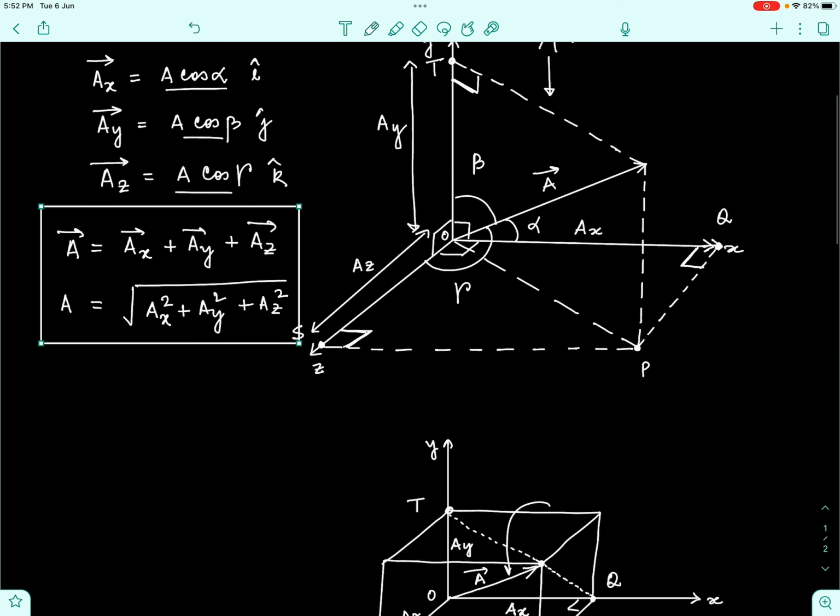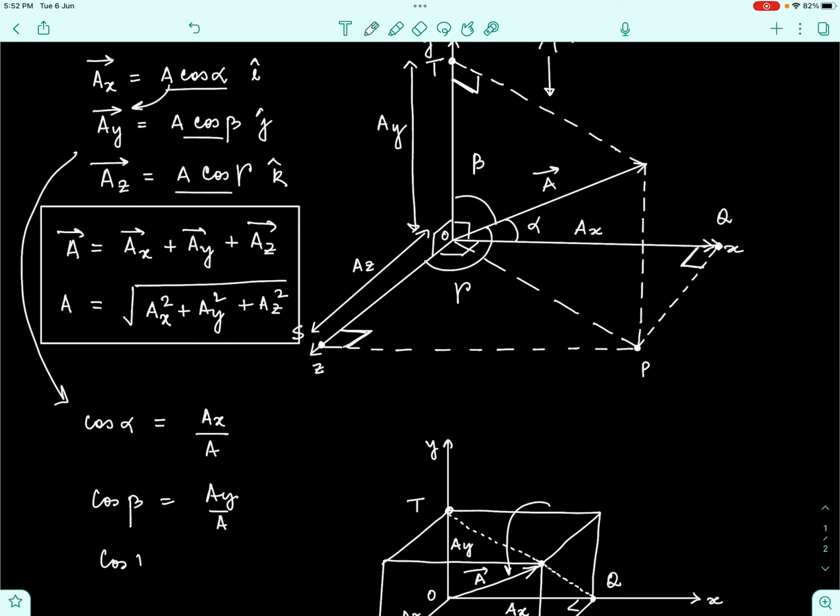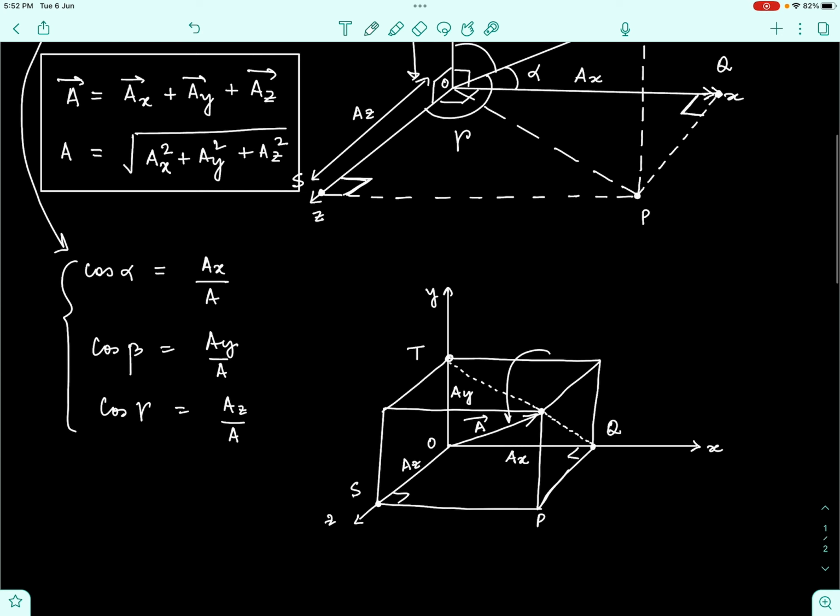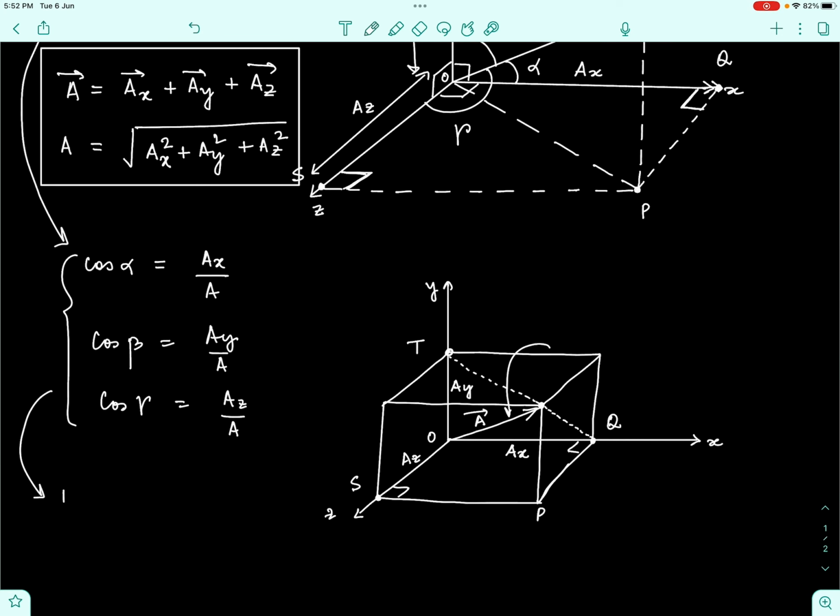One more thing, from the above expressions that we started with, we can also write cos alpha as Ax by A. See that all we need to do is take A on the other side of the expression here. Cos beta can be written as Ay by A, and cos gamma can be written as Az by A. And these three terms that we have written here, cos alpha, cos beta and cos gamma, are together called direction cosines of a given vector. Direction cosines of vector A.